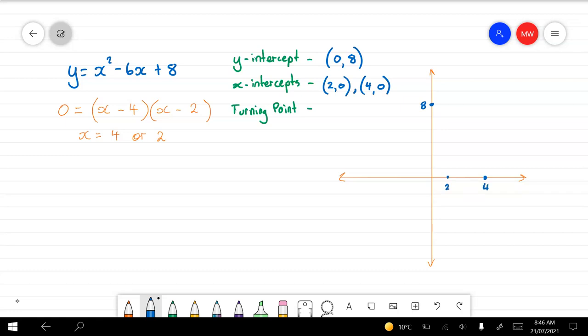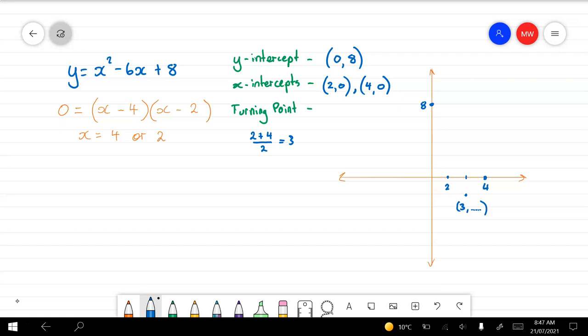The last thing I need to find is the turning point. One way of finding the turning point is to find what's halfway between 2 and 4. In this case, it's obviously 3. But if you got handed difficult numbers to deal with, you can find halfway between them by adding them together and dividing by 2, which will give you 3. Now, that's not the turning point. That is just the x value of the turning point. We still don't know what the y value of that is.